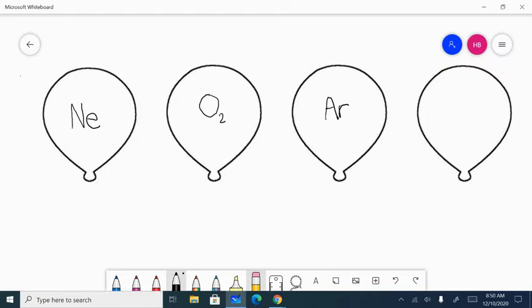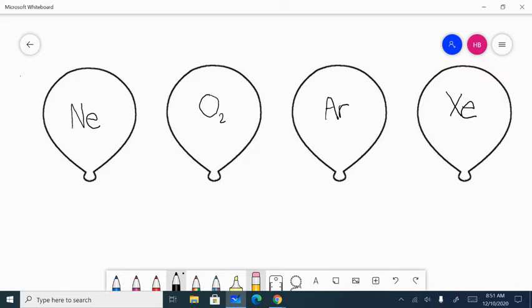And then let's fill this one with a super heavy gas, which would be xenon. I've chosen all noble gases except for one, which is oxygen. Oxygen is the most reactive of these elements. Xenon would be second most reactive.